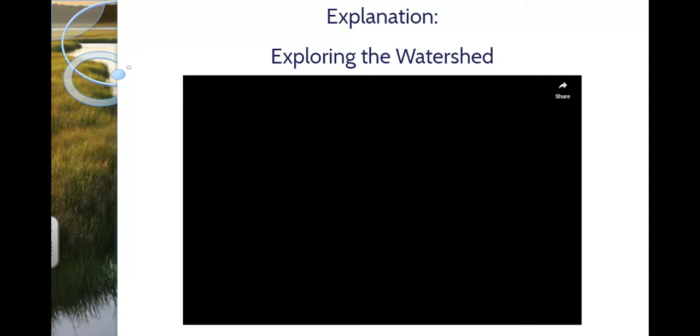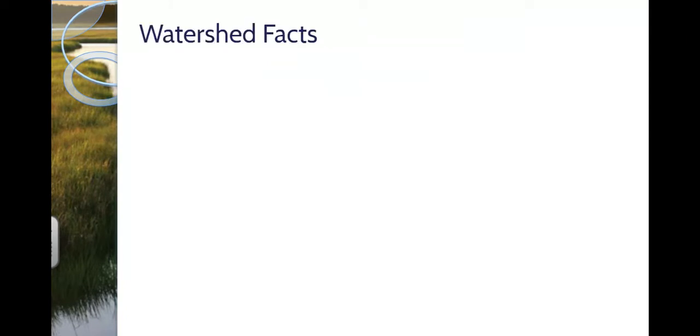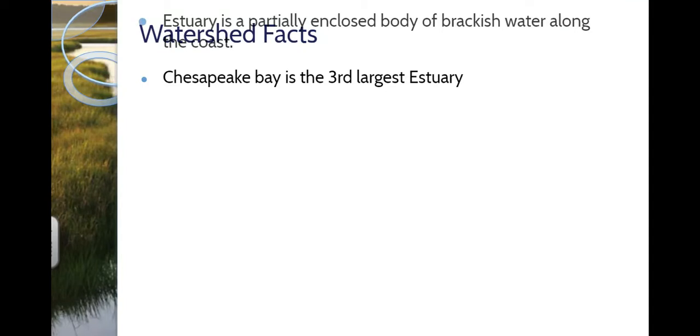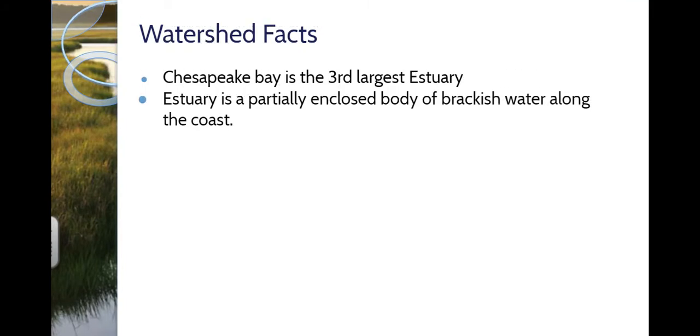Watershed facts based on the NASA video. So the Chesapeake Bay is the third largest estuary. That's pretty big. It's ranked at the top, guys. And what is an estuary? An estuary is a partially enclosed body of brackish water along the coast.